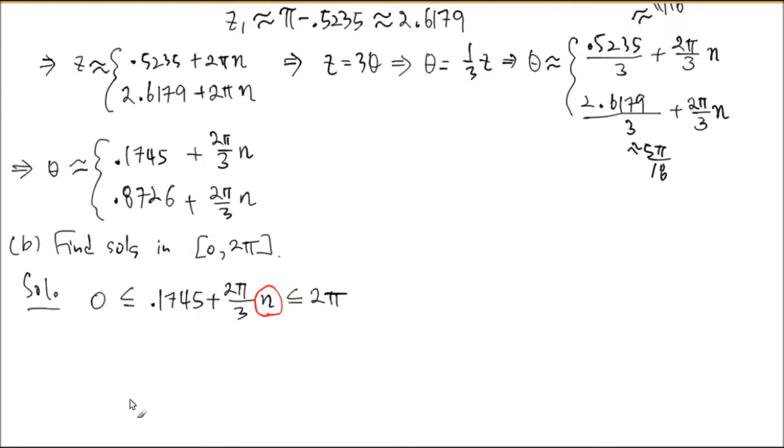So what is the first step to isolate n? Subtract or multiply? Or divide? We're going to subtract that number. What is that number? 0.1745. Then it's going to be negative 0.1745 over here. By doing that, we kill that 0.1745 in the middle. So 2 pi over 3 times n, and 2 pi minus 0.1745. Is this step okay?